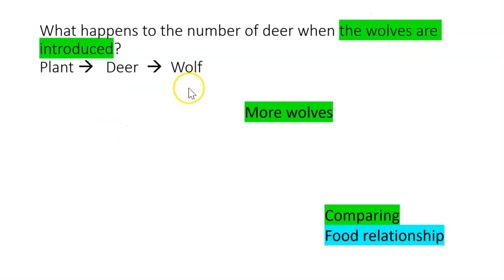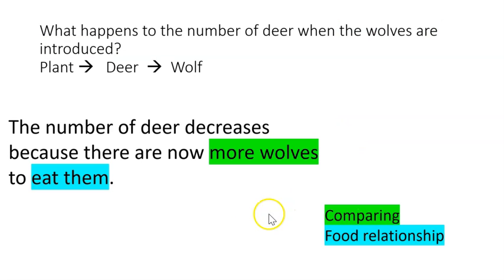From this food chain, I know that the wolf will eat the deer. So, the food relationship is wolf eat deer. Putting all this together, this is the complete answer. The number of deer decreases because there are now more wolves to eat them. I hope that this example has helped you to understand these two criteria better.